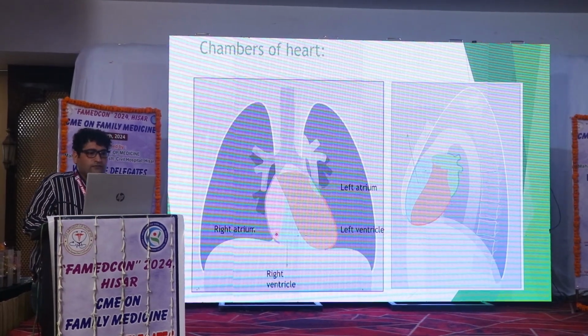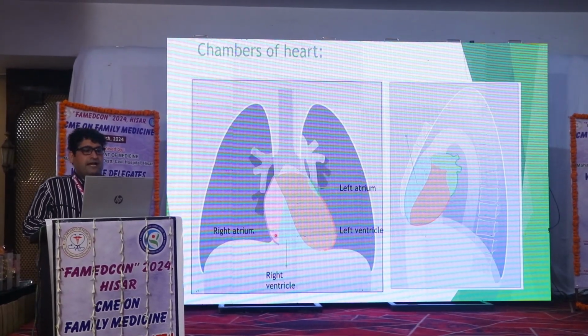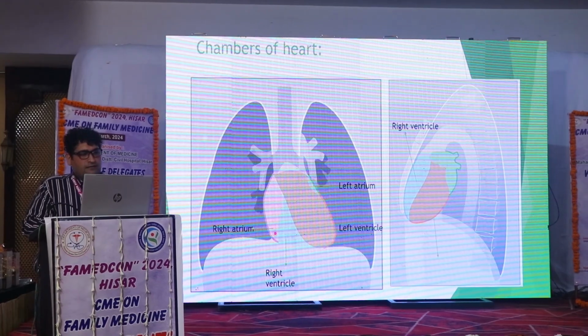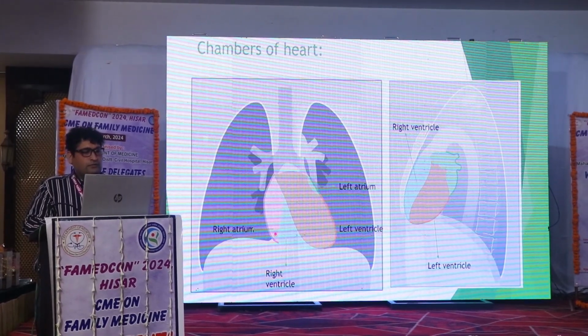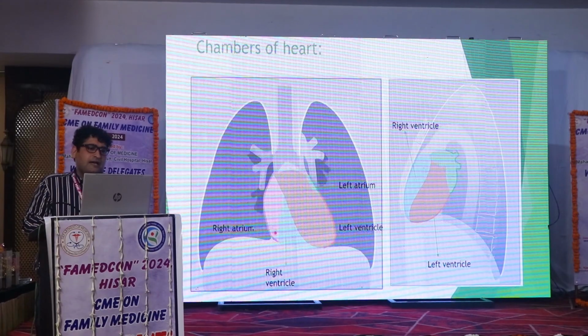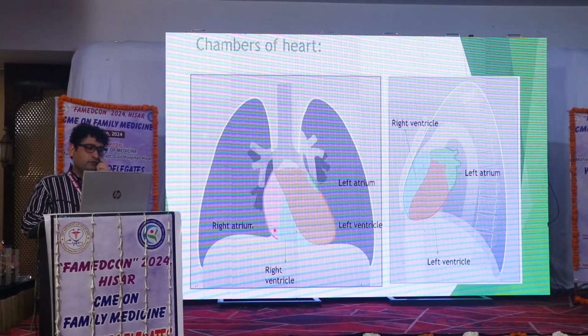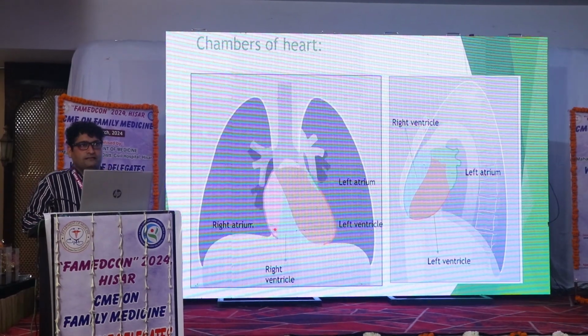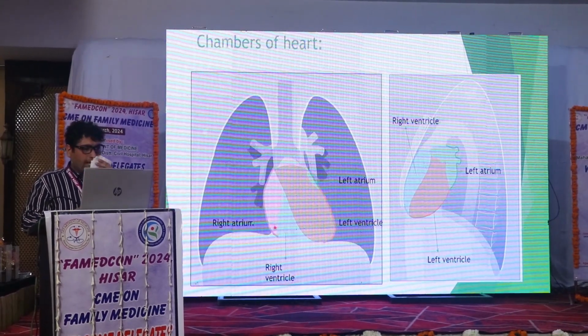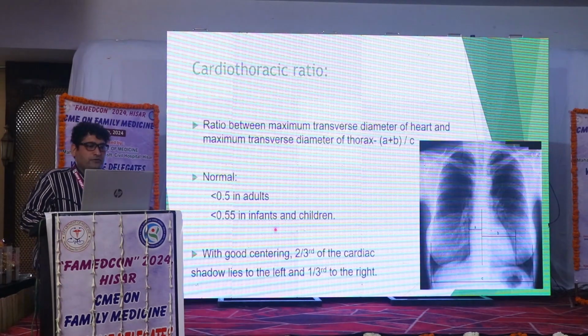However, in lateral view, it is a bit different. Anteriorly is the right ventricle and inferiorly or posteriorly it is the left ventricle. And above it is the left atrium. So if you want to see any pathology related to the left atrium, you need to do a lateral chest X-ray. You will not be able to diagnose it on a PA view or AP view.